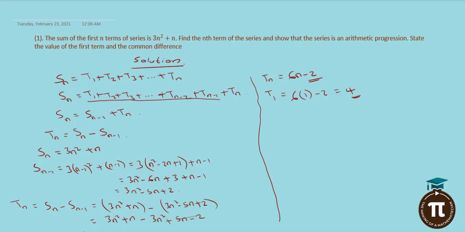Then T2. T2 will give me 6 times 2 minus 2. 6 times 2 is 12. 12 minus 2 gives 10. Then T3.